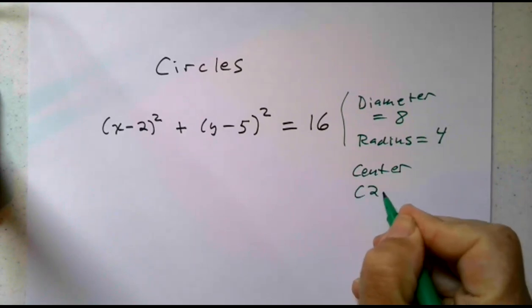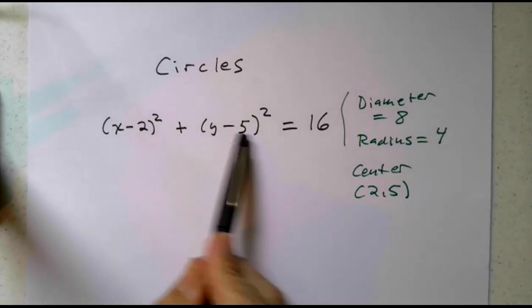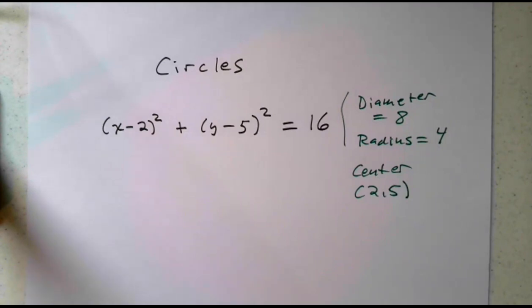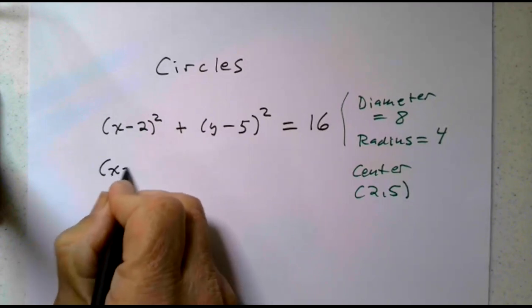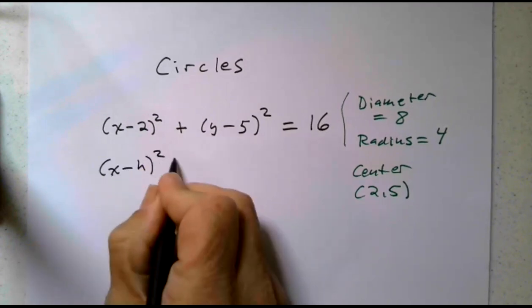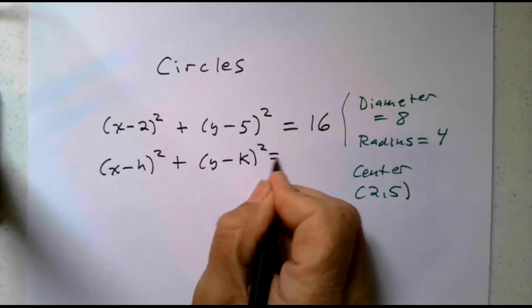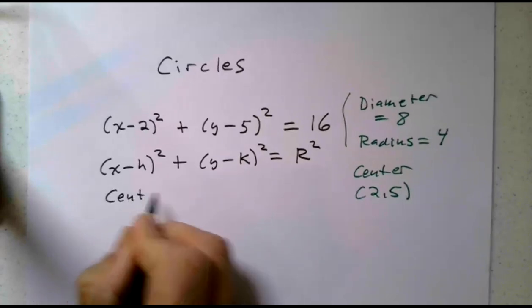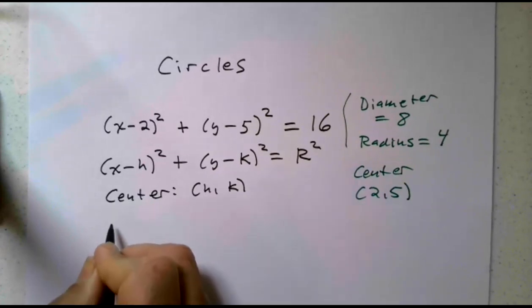Do we see 2 and 5 in the equation? And absolutely we do. So there's 2, there's 5, and 16 is 4 squared. That's how all this comes together. So knowing that, we can go ahead and generate our formula for a circle, which is x minus h squared plus y minus k squared is r squared. So the center is h comma k. And the radius is r.